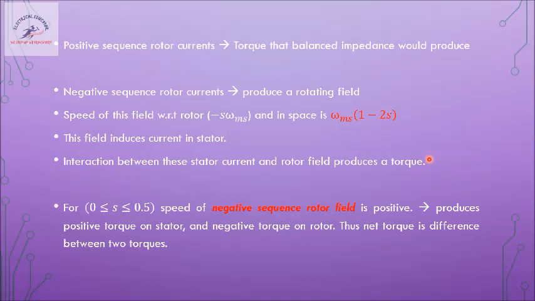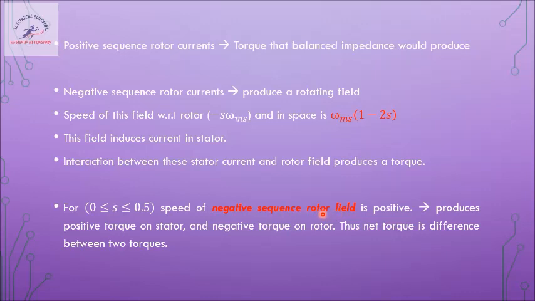Now for a slip between 0 and 0.5, the speed of the negative sequence rotor field is positive. From where did we get this statement? If we take any value between 0 and 0.5 and substitute it in this particular equation, we observe that this term is positive. If this term is positive, it will lead to a positive speed. So what is this speed? This is created by the negative sequence rotor field. The negative sequence rotor current produces a rotating field, which we call the negative sequence rotor field.